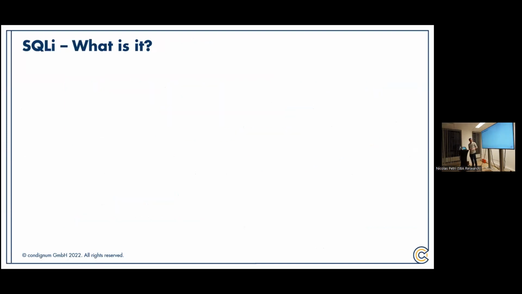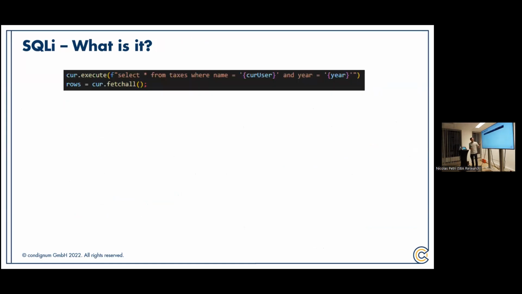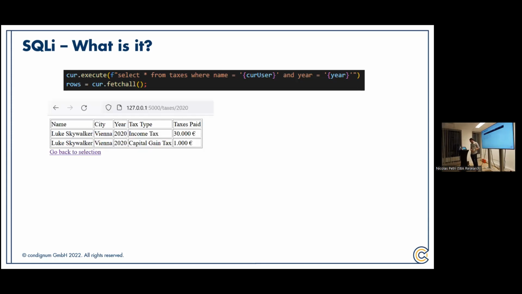Okay, so we said we have backend context and frontend context we can inject it. One of the most famous backend injections is the SQL injection. So how does it look like? In our application, we have a SQL statement like that, which says, give me everything from the taxes table where the name is the current user and the year is the year from the input. If we open this application with the year 2020, then we get the taxes that Luke Skywalker paid in 2020.